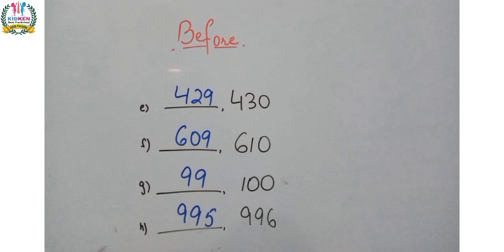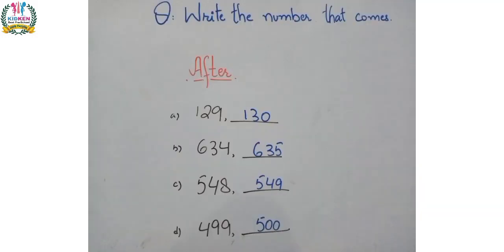Let's discuss the next category, called the after category. Simply you can add one to the given value to find the after number. Our first question is 129. Simply you add 1 to 129, and we get the answer 130. This is the after number of 129. Next question is 634. After 634 comes 635 in counting. So simply we write 635 in the blank.